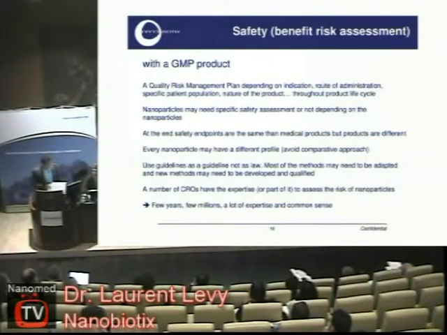And at the end, you should also use guidelines as guidelines and not as law. And again, when you look around, not only internal expertise, there are outside a number of CROs that can help you in defining even the benefit-risk assessment of your product, and that can provide you services to evaluate the benefit and the risk and the safety assessment of the product.